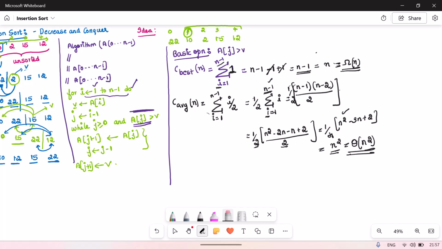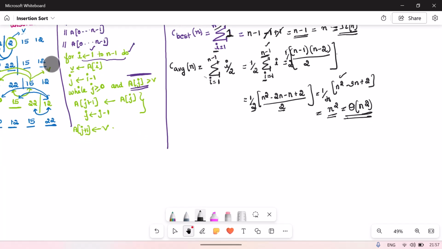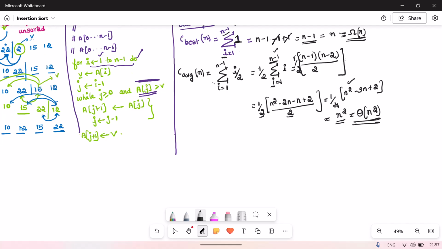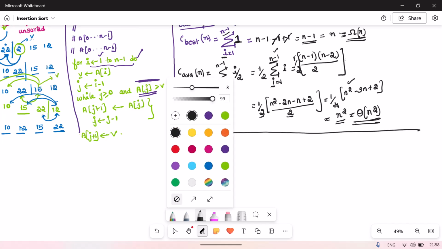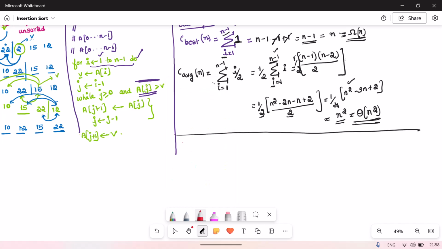Okay, this is how you will do the average. Now the worst time complexity. This is very, very important. So C worst of n. We'll assume the elements are towards the end, or it is not present, or if everything is unsorted. Here it is not about searching. So everything is unsorted, so you will have to do a lot of sorting. So let's do the loop. So one is for i equal to 1 to n minus 1.